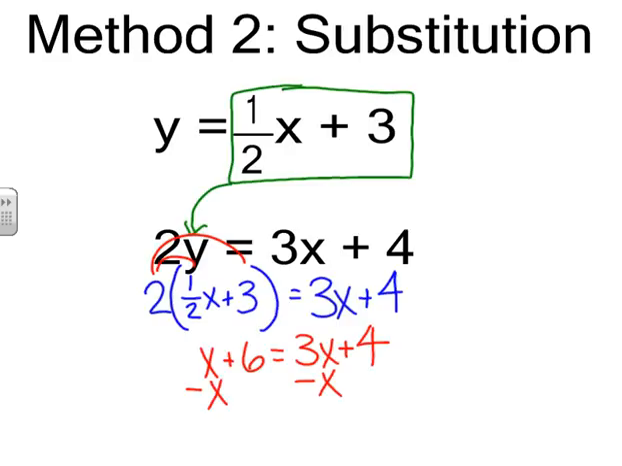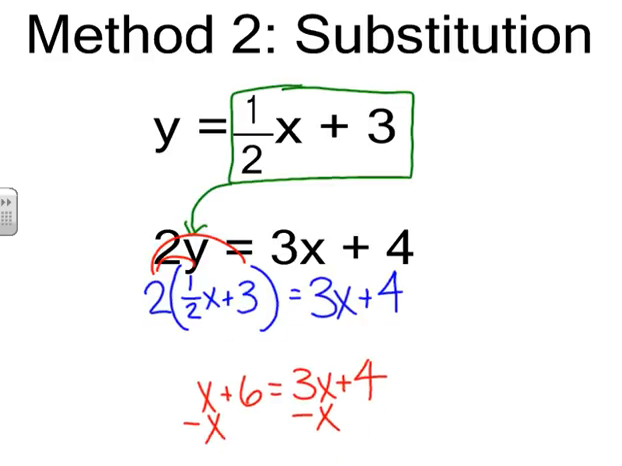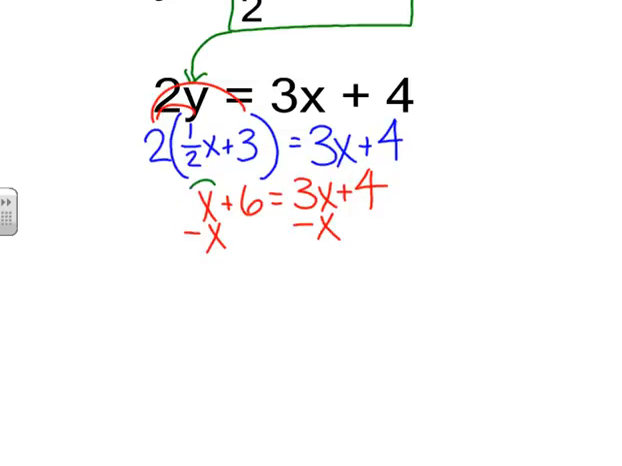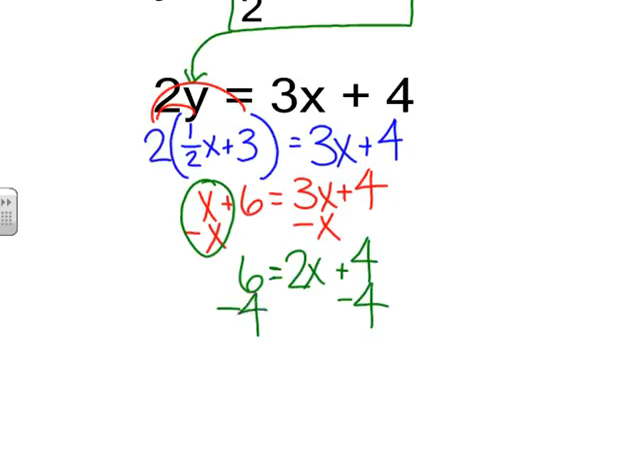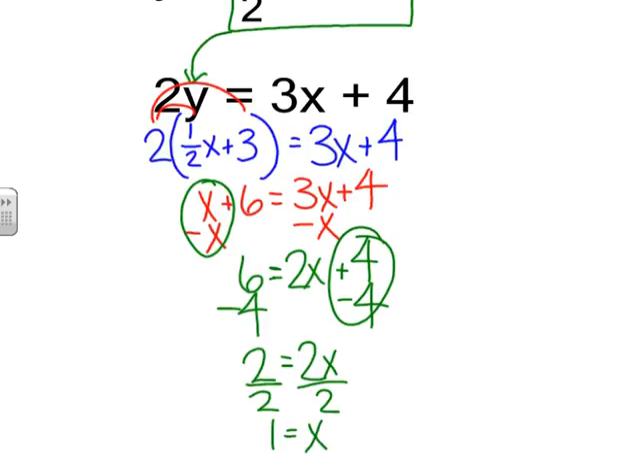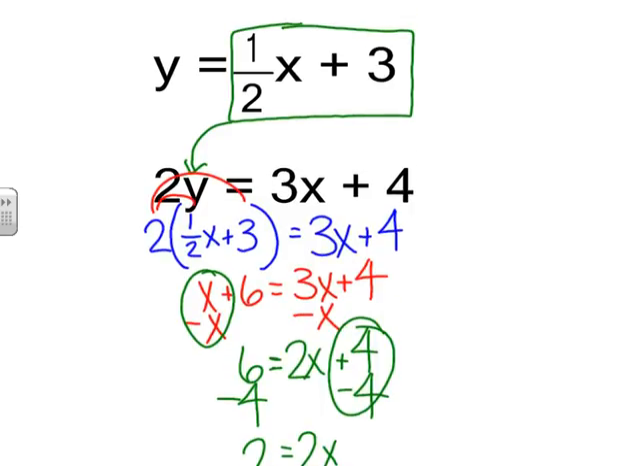Get all of the variables on the same side. Oops, that's actually a 2x. And subtract 4 from each side. And divide by 2. So we get 1 equals x. Now we'll go back up and plug that into one of the two equations. I'll just choose the first one again.